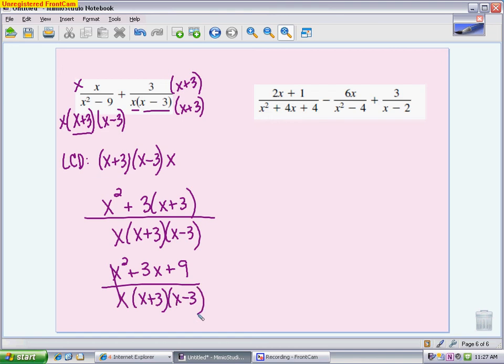You can check to see if x squared plus 3x plus 9 would factor. It doesn't. There's only a couple ways to get 9, and none of them will give you the right middle term. So this is a simplified final answer. And then the last one.